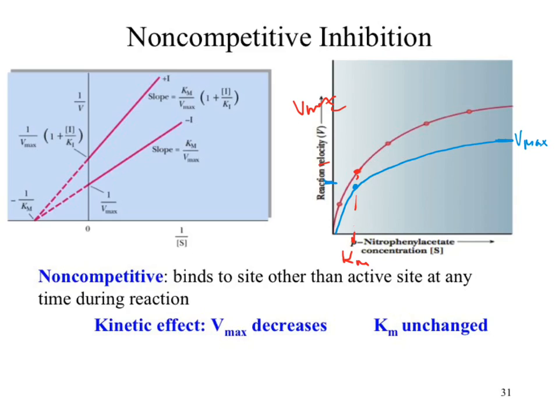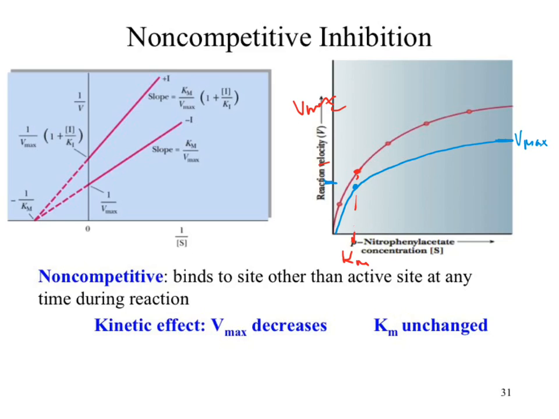And that's because the affinity for the substrate of the enzyme isn't changed, that's still what it was. Because the substrate can bind to the enzyme at any point during the reaction. So the inhibitor does not affect the substrate binding. Well, if it doesn't affect it, the binding affinity can't be changed either. Okay. So there's our standard curve.